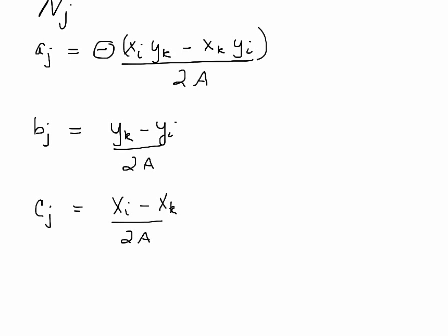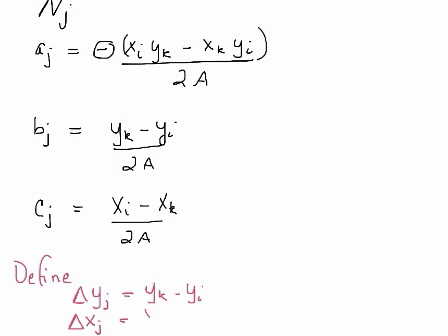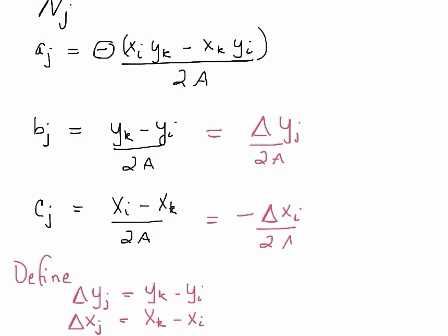As we did before, we're going to define some expressions. In particular, we're going to define delta y of j is equal to y of k minus y of i. Delta x of j is equal to x of k minus x of i. And that means that bj will be equal to delta y of j over 2a. And cj will be equal to minus delta x of j over 2a.